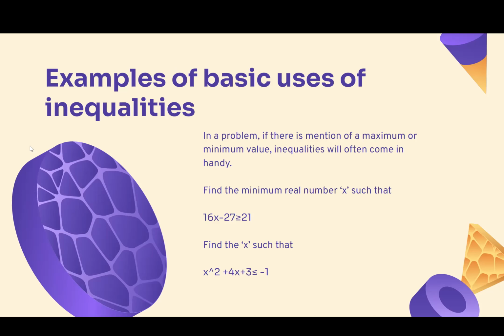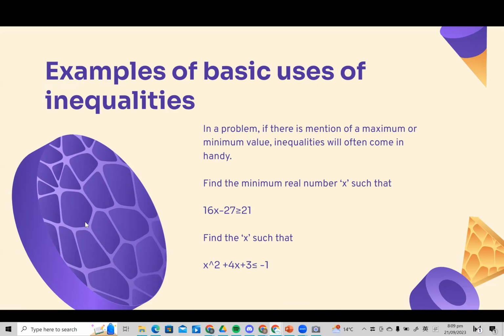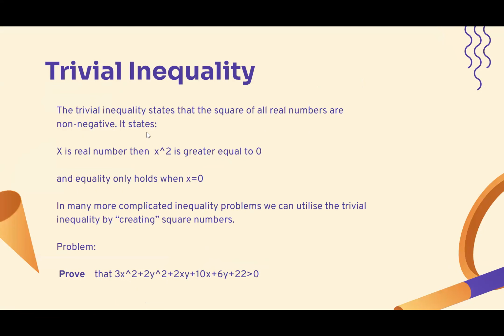And that sort of idea leads us into the first inequality we'll be covering in today's session, which is the trivial inequality. It's called trivial inequality because, as I'm sure most of you will know it and be really familiar with it, it is pretty trivial. It just says that the square of all real numbers is non-negative. So if x is a real number, then x squared is greater than or equal to 0. And equality for x squared equals 0 only happens when x is equal to 0.